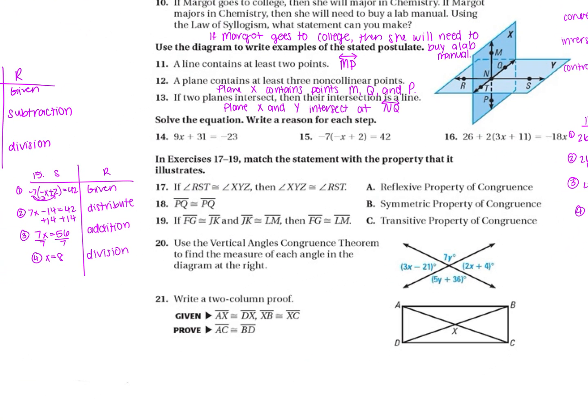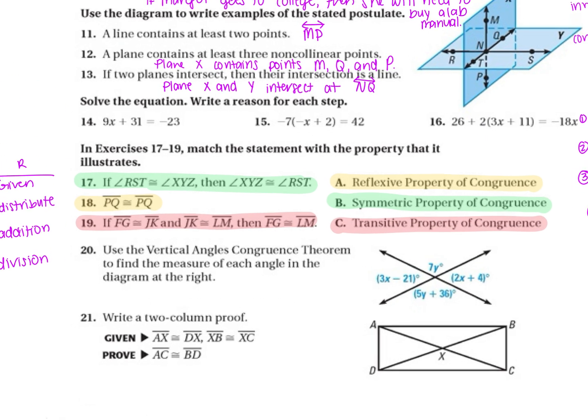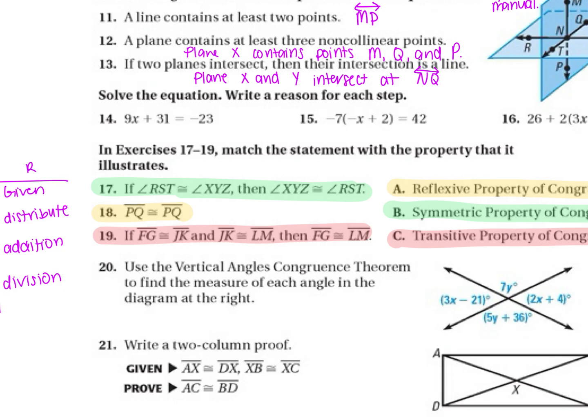All right, looking over 17, 18, and 19, we're just matching these. So if you're looking at it, 17 is symmetric property. Okay, 18 is reflexive property, and 19 is transitive. Okay, so make sure you double check those.